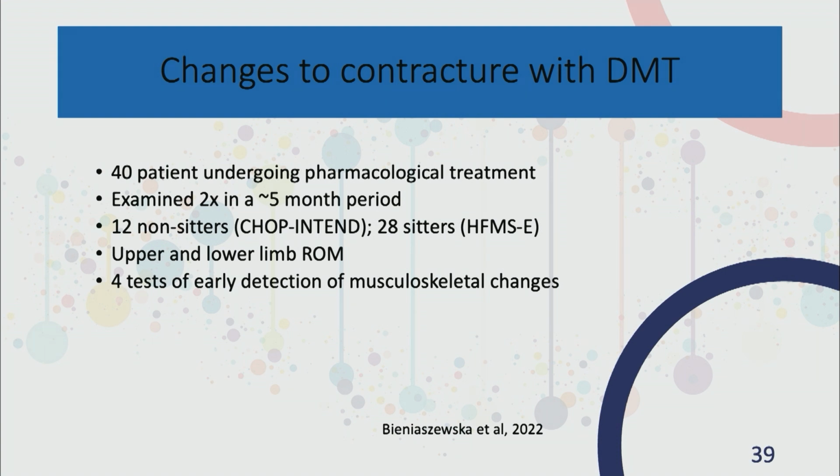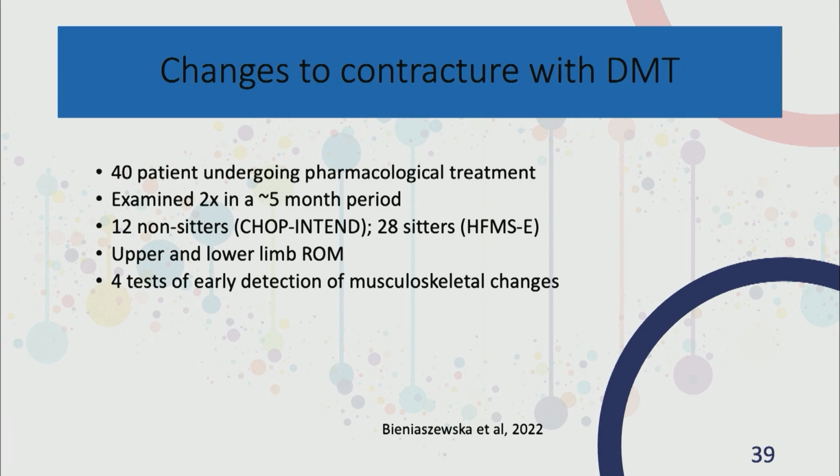There are a few studies that have looked at contracture development and how this has changed with disease-modifying therapy. This particular study looked at 40 patients between the ages of 4 months to 20 years that all had some form of pharmacological treatment and all received PT. They were examined twice over a 5-month period with an average of 5 months from the start of treatment to their first PT exam. And the study looked at the CHOP and the Hammersmith, as well as upper and lower limb ranges of motion, which included shoulder flexion and abduction, elbow flexion, forearm pronation, supination, hip flexion, knee flexion, ankle dorsiflexion, hip extension, and cervical rotation, so the whole body.